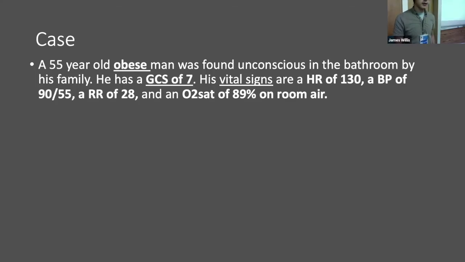So the case is of a 55-year-old obese man. He was found unconscious in the bathroom. He has a GCS of 7. His vital signs are heart rate of 130, blood pressure of 90/55, respiratory rate of 28, and saturating 89% on room air.